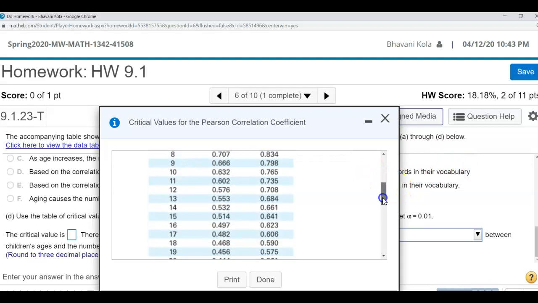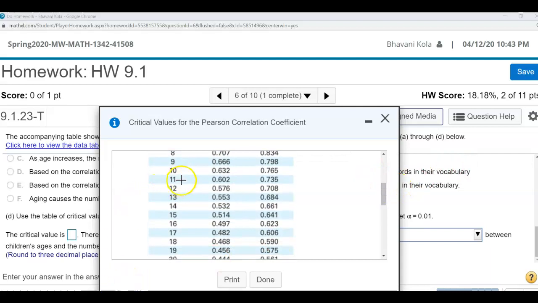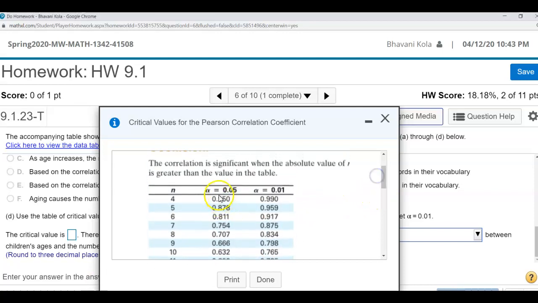So let me go ahead and see. So my n is 11 and alpha is 0.1. So my critical value is 0.735. Again, you will have to have your n value and your alpha. If your alpha is 0.05, then you will be looking at the first column.